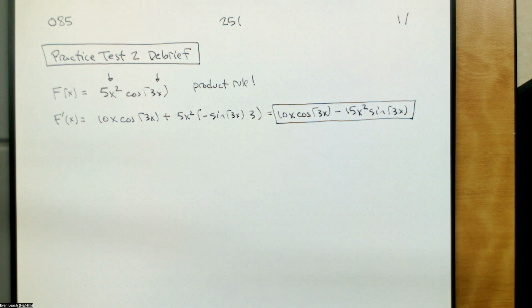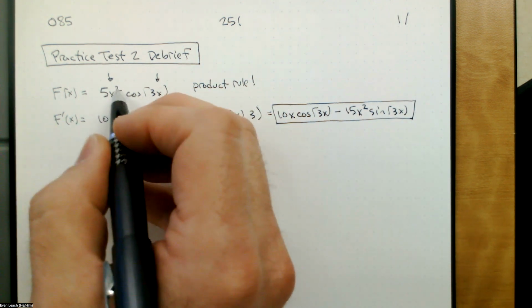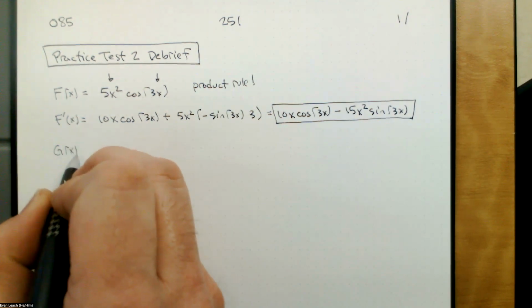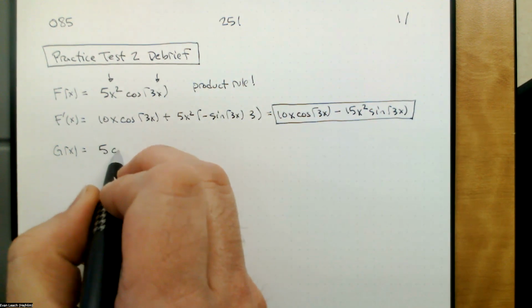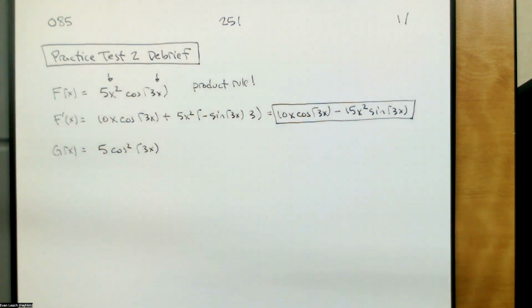Problem 1 was a product rule problem. Problem 2 is a chain rule problem. I take the x squared and I apply the square to the cosine. So in g of x, we're looking at 5 cosine squared of 3x. The way to read this, 5 cosine squared of 3x, there's only one instance of x, so we know that whatever's happening, it's a chain rule.